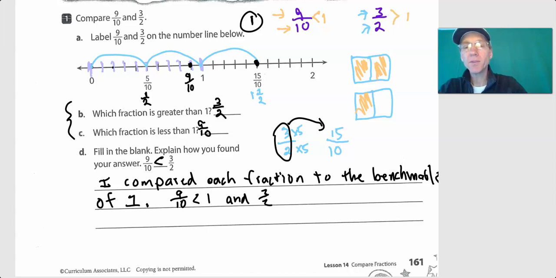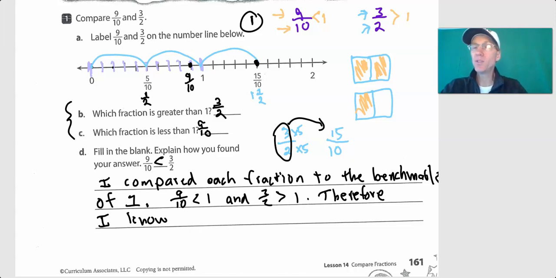and 3 halves is, oh, we could write it out, or we could just even save time. Let's just use our math symbols. 3 halves is greater than 1. And a lot of times in a math statement, you can use this big fancy word that just means so, but a better word is therefore. I know. And all this is logical thinking. So that's the nice thing about math. You're learning how to think through something logically, and you just use it everywhere.